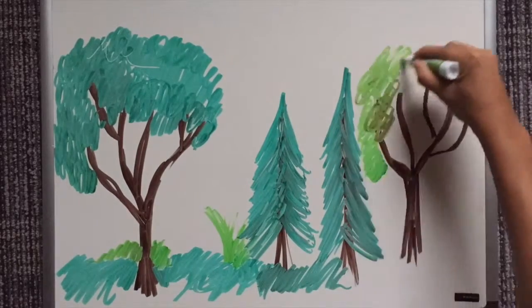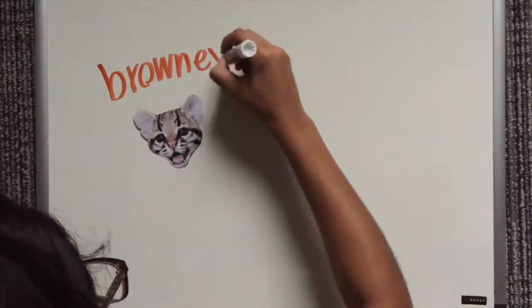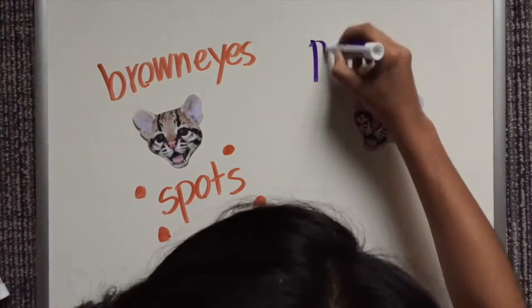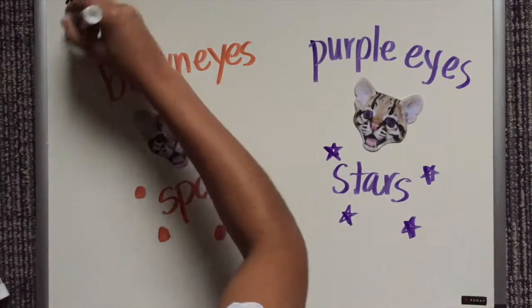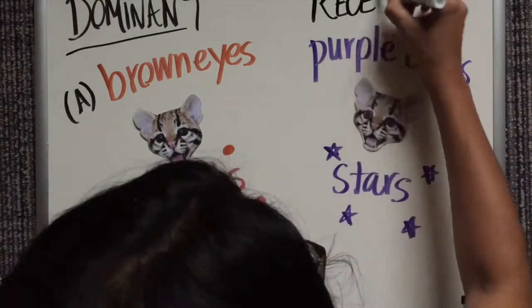What most people don't know, however, is that the ocelot has two main variable traits, its eye color and its coat pattern. The majority of ocelots have brown eyes and a spotted coat, but sometimes a much more elusive variety can be found, the purple-eyed, starry-coated ocelot. The brown eyes and spots are both dominant traits, while the purple eyes and stars are both recessive.